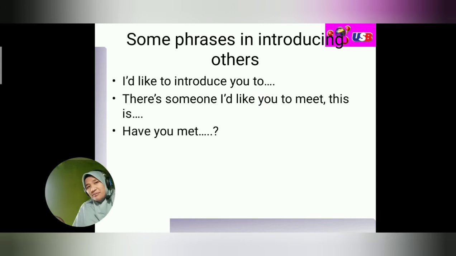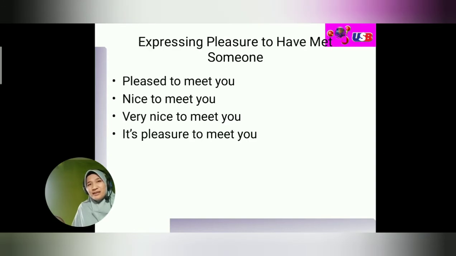The other examples of expression in introducing others, like I'd like to introduce you to, and then there is someone I'd like you to meet. This is blah blah blah blah. And have you met blah blah blah blah. Now, how to express pleasure to have met someone. For example, pleased to meet you, nice to meet you, very nice to meet you, and then it's pleasure to meet you.